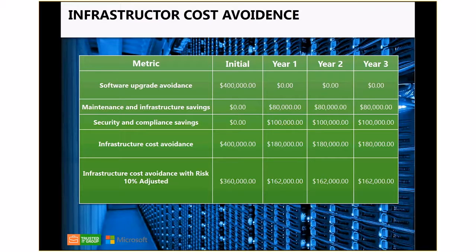We're going to risk adjust by 10%, just like we do with most of them. So, on average, you'll see 360K. Again, this is for larger organizations. If you had a smaller organization, this number will most likely be smaller, and you could tweak it however you feel like. And then year 1, year 2, year 3. If you're spending $80,000 every year just in maintenance and infrastructure savings, that's 80K right back into your pocket. You could use that 80K for so many other things within the organization.